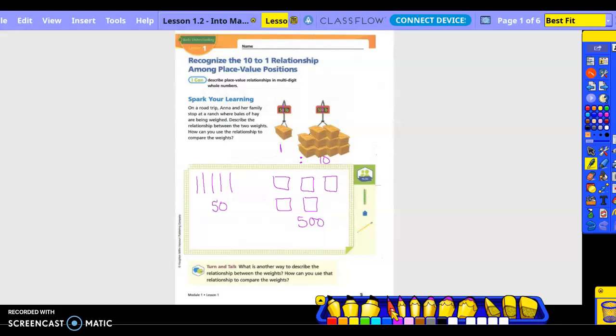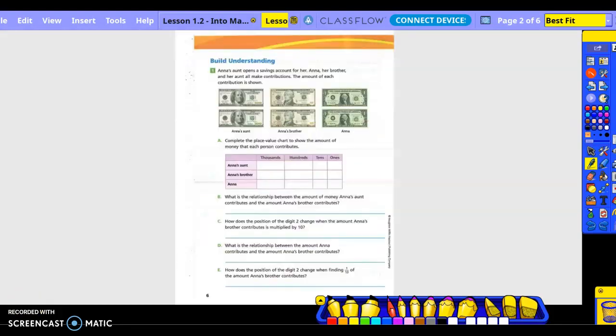So is this another way to represent it with place value? Okay, with our number cubes. All right. Okay, and is that still a 1 to 10 ratio? Yes. Build understanding number 1. Anna's aunt opens a savings account for her. Anna, her brother, and her aunt all make contributions. The amount of each contribution is shown. Okay, so complete the place value chart to show the amount of money that each person contributes.